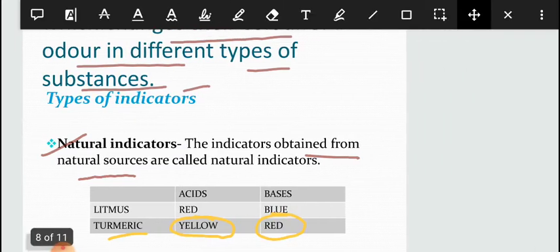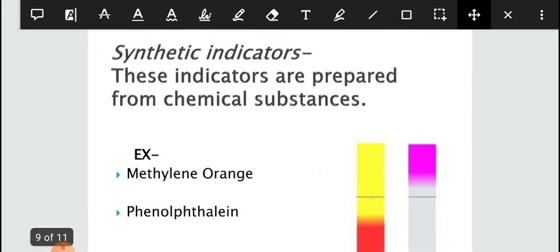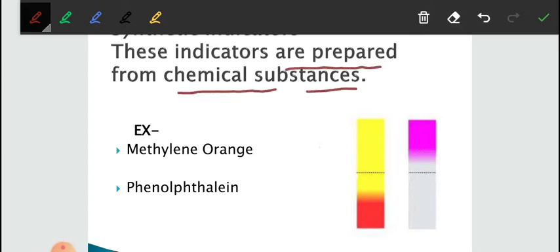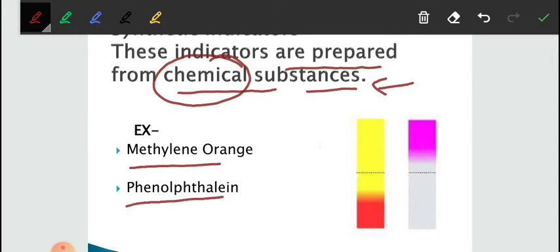The next indicator type is synthetic indicators. Synthetic indicators are those which are prepared from chemical substances. The indicators which are prepared from chemical substances are known as synthetic indicators. For example, methyl orange and phenolphthalein.